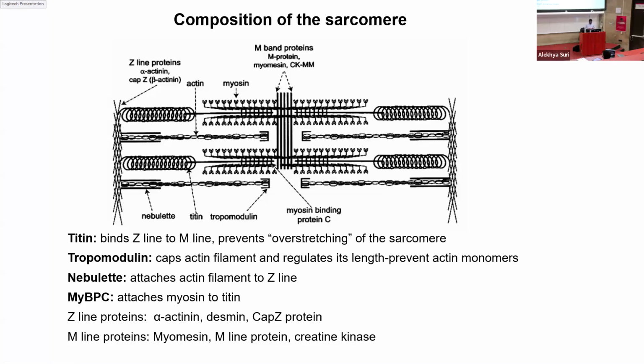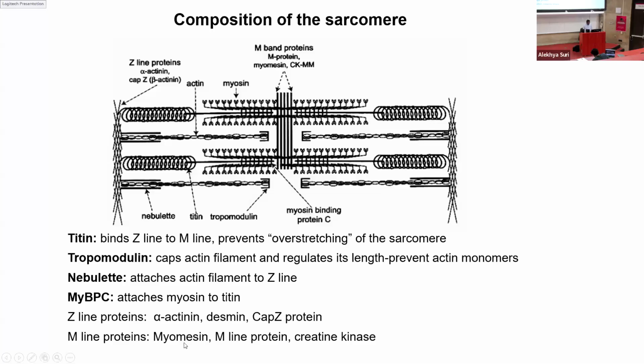And there are other proteins like Z line proteins, which contain actinin, desmin, and CapZ protein. So I'm showing this mainly because of how cell-to-cell communication occurs. For example, you can see the Z line contains desmin. Desmin is part of the desmosome in the intercalated disc. So if the contraction occurs in one cell, it will be transmitted to the next cell through the desmin also.